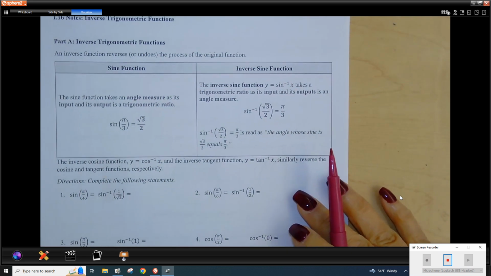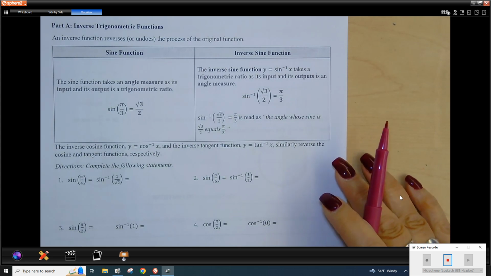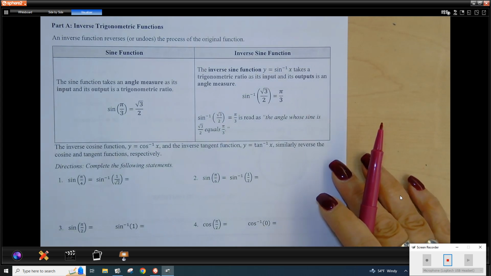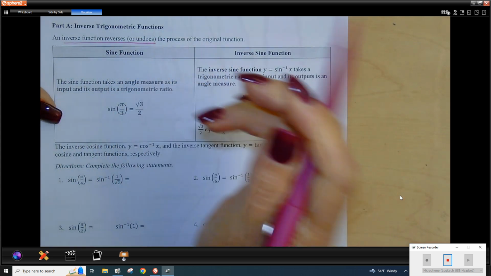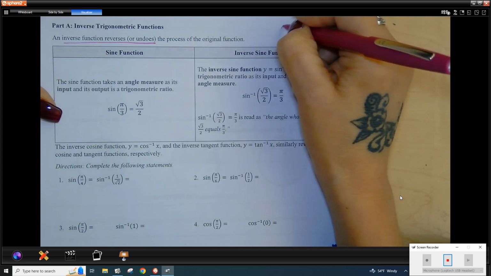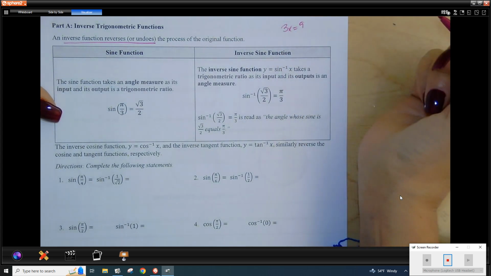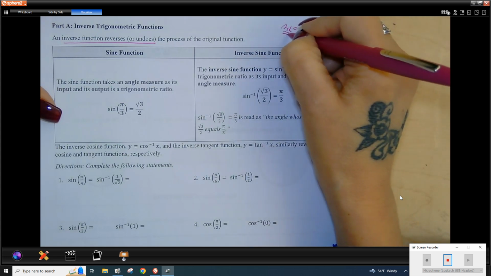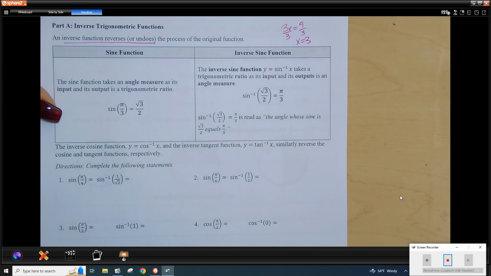So inverse trig functions. Inverse and reciprocal get confused sometimes, but inverse undoes or reverses something, okay? When we want to solve 3x equals 9, the inverse of 3 times x is division, so you get x equals 3. So undo, or working backwards.